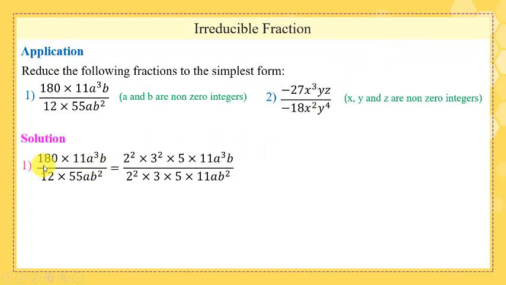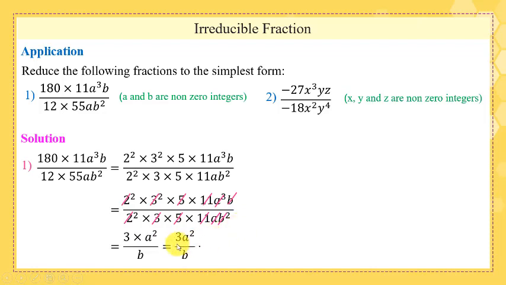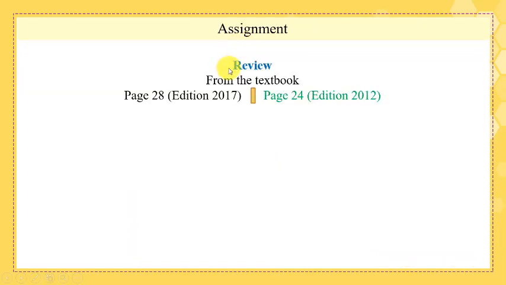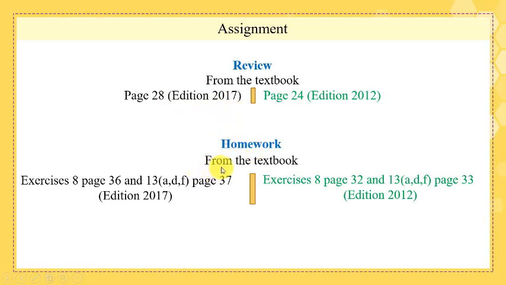Now we decompose 180 into prime factors and 12 and 55 into prime factors, and then we cancel the common factors to obtain 3a squared over b. Number 2, we decompose 27 and 18 into prime factors, then we cancel the common factors using the rules of powers. We obtain 3xz over 2y cubed. Your assignment: review from the textbook, page 28, edition 2017, and try to solve your homework from the textbook, exercise 8, page 36, and 13 parts A, D, F, page 37, edition 2017.